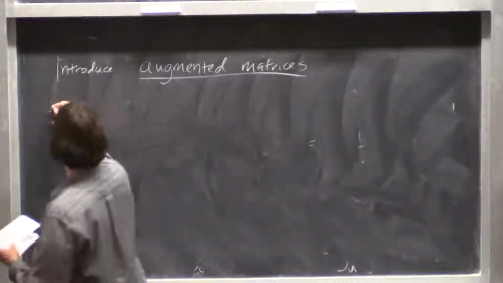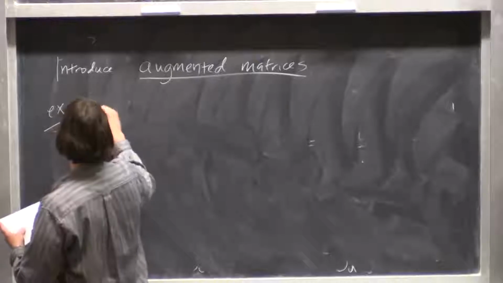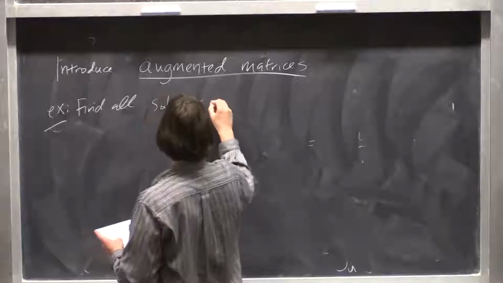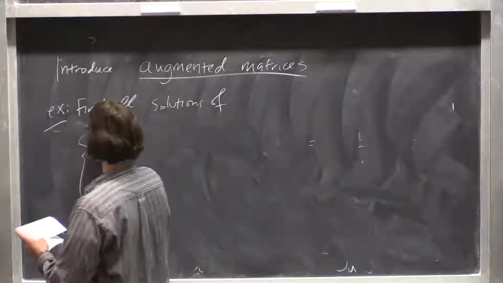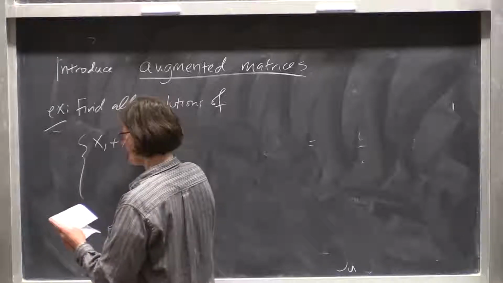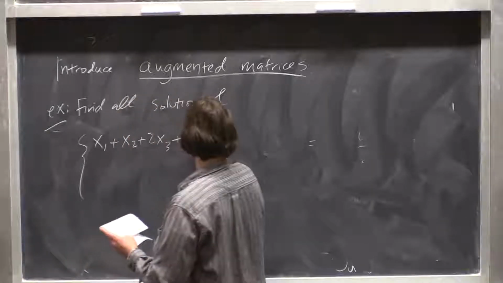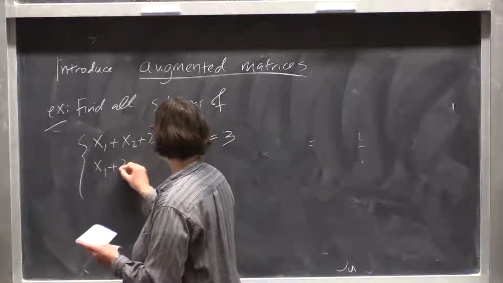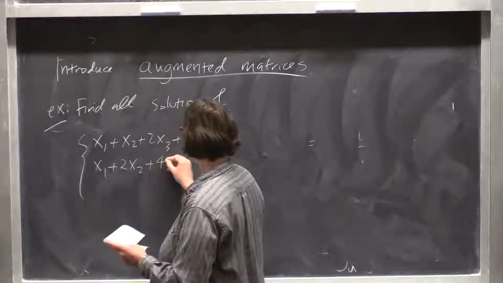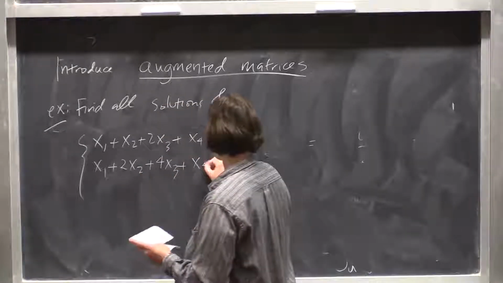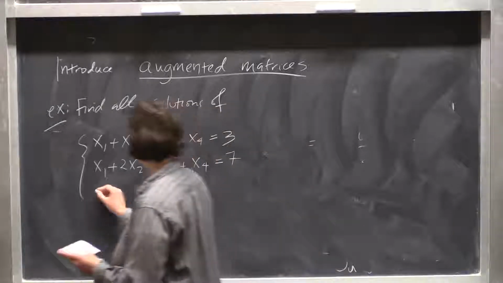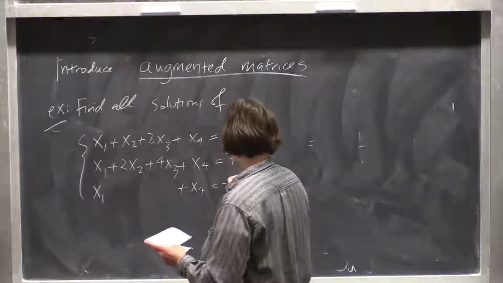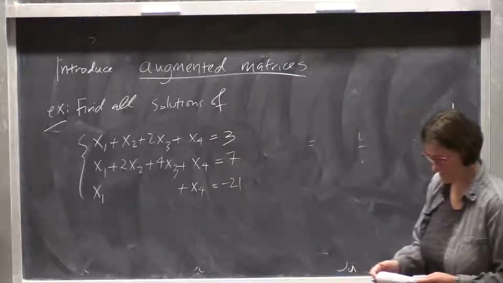So if you're given a problem, which is find all solutions of the linear system: first equation is x1 plus x2 plus 2x3 plus x4 equals 3. Second equation is x1 plus 2x2 plus 4x3 plus x4 equals 7. Third equation is x1 plus x4 equals minus 21. So you're given this problem. You need to solve this problem.